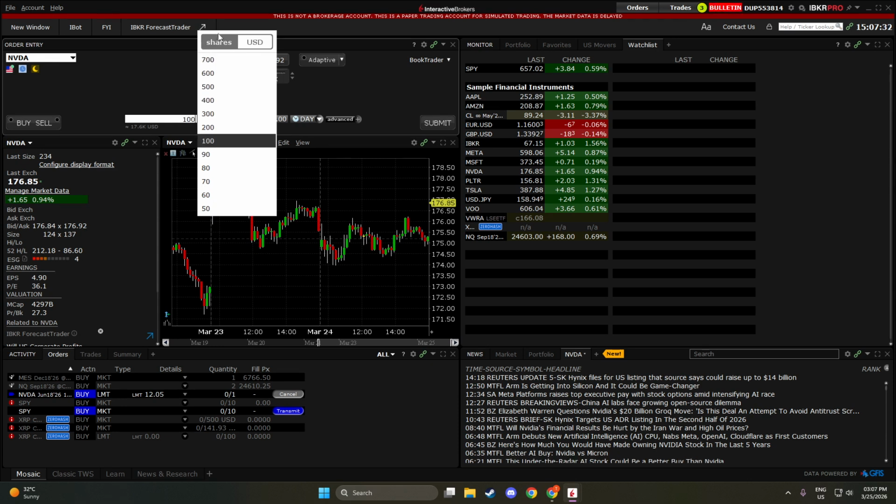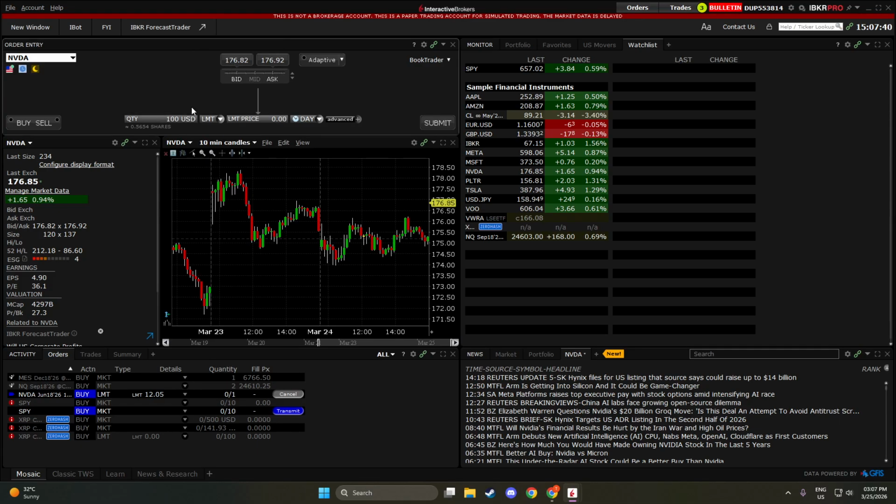Type in the dollar amount you want, like $100. As soon as you do, the platform will calculate the fractional share quantity based on the current market price. You'll typically see a number with decimals, such as 0.43 shares.